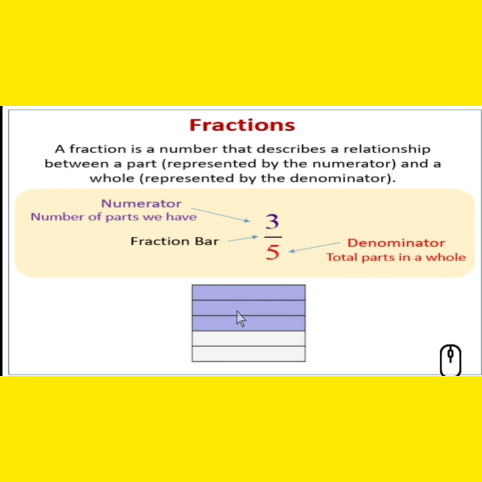By the figure we represent it this way: first the figure is divided into 5 equal parts, and out of these 5 equal parts we shade 3 parts, that is what is written in the numerator. So 3 parts we have shaded. It represents 3/5.